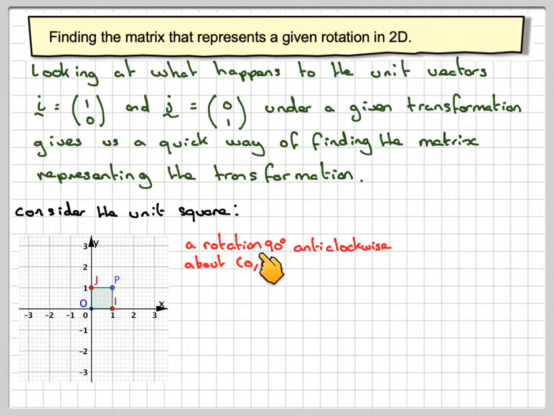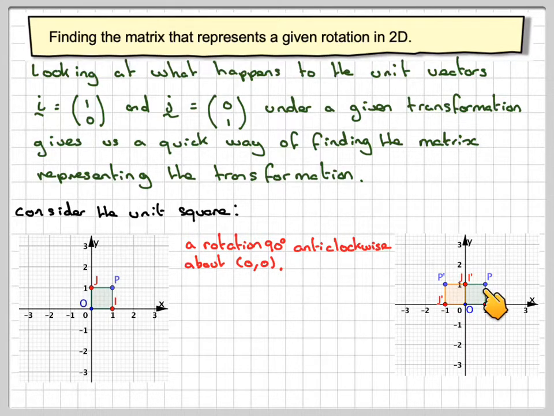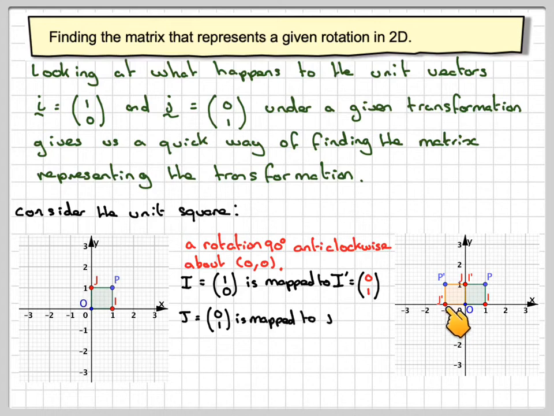Now, we're going to look at a rotation 90 degrees anti-clockwise about (0, 0). So under that transformation, i will go to i dashed and j will go to j dashed. So just pause the video to think about that for a moment. So i, (1, 0), is mapped onto i dashed, and i dashed is (0, 1). And then j is mapped onto j dashed, and j dashed is the vector (-1, 0).